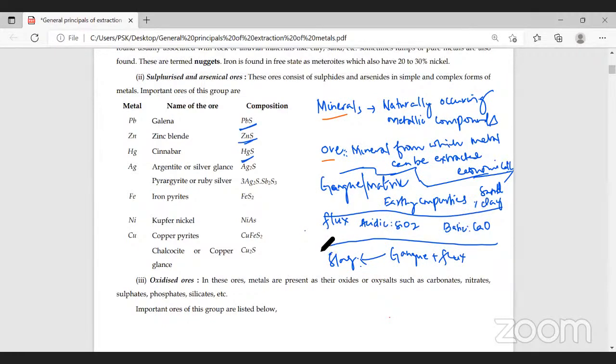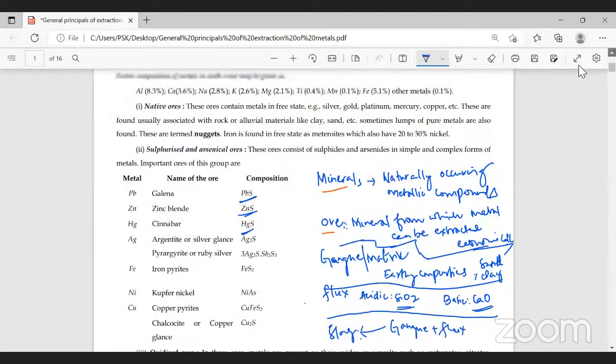Now, flux. What is this flux? Flux is a chemical substance used to remove gangue particles. There are 2 types of flux. You should remember: acidic flux, SiO2, sand, is an acidic flux. Calcium carbonate or calcium oxide is an example for basic flux. Now, this gangue and flux together give you slag. Is it clear with these 5 terminologies?